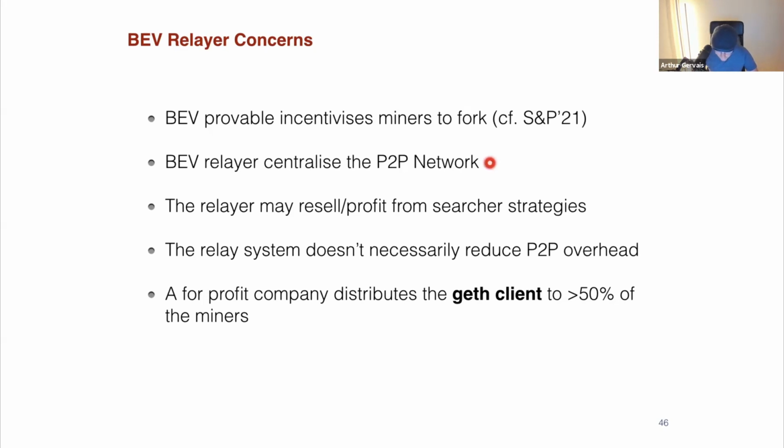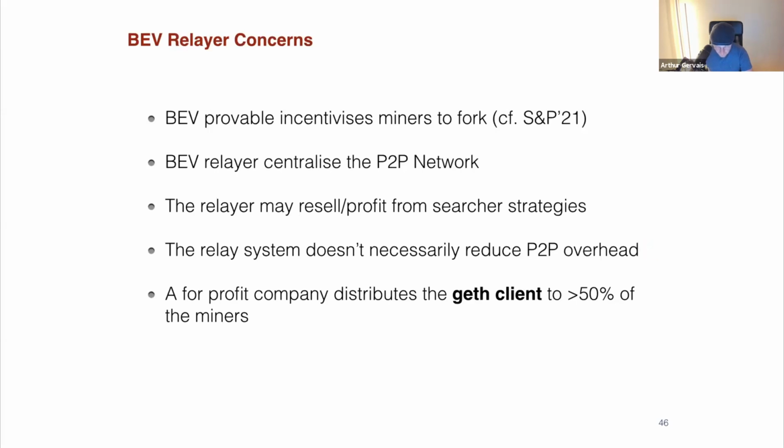One other issue is that BEV relays basically centralize the peer-to-peer network, right? You have the central server that collects all this data and through which many of the high-value transactions are funneled, whereas we all work in the space, I believe, to decentralize the blockchains rather than centralize it. A BEV relayer may also resell or profit from searcher strategies themselves. So it's quite unclear whether these strategies are being sold or how they're being used.